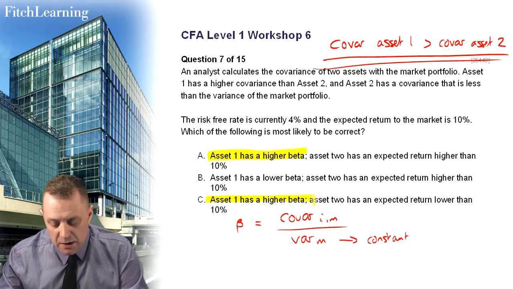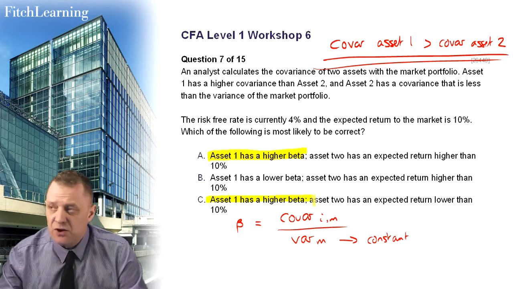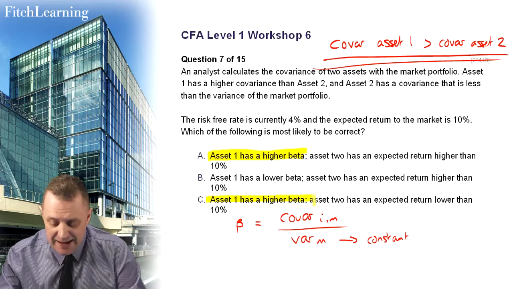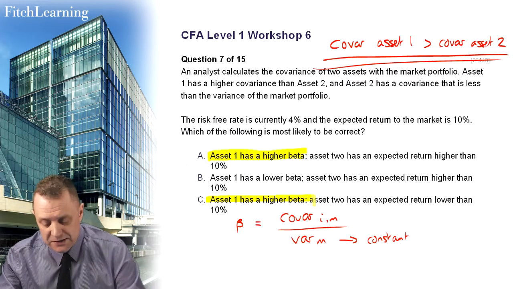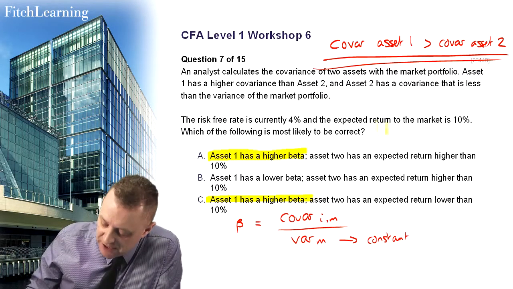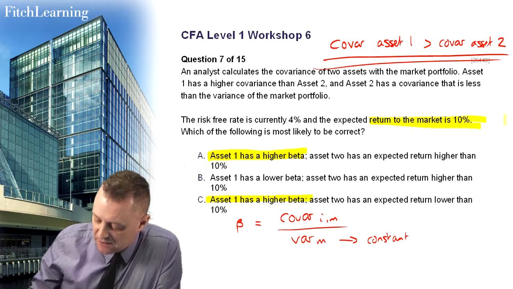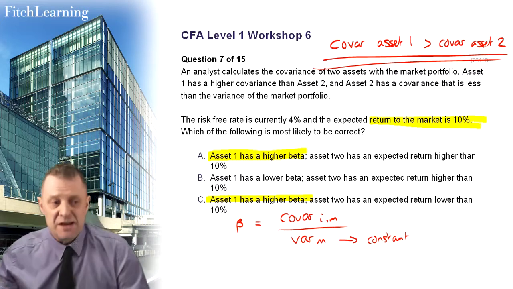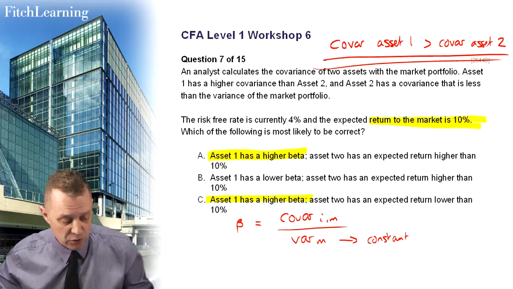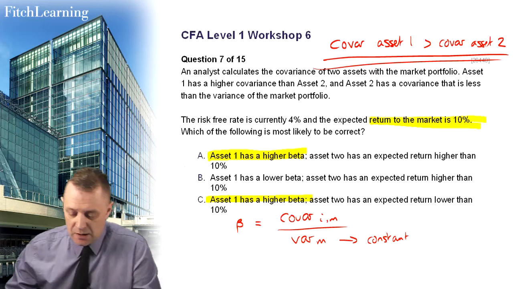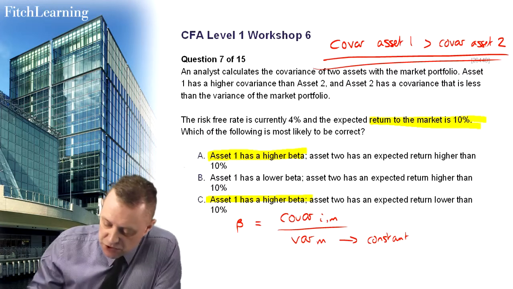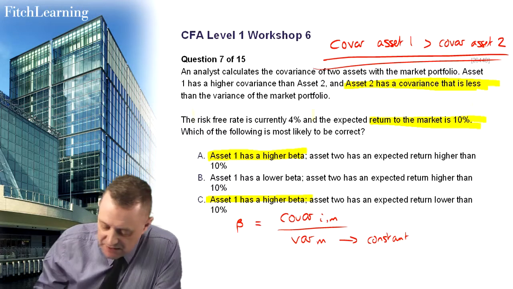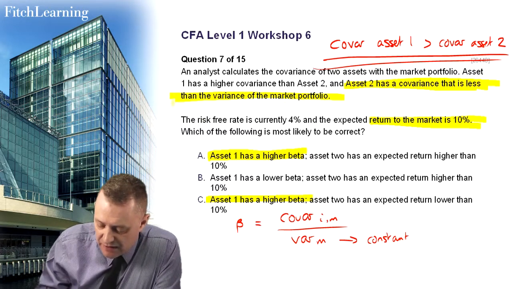Okay. Now, next part of the question asks us to look at asset 2. Asset 2, has it got an expected return higher than 10% or less? We're actually told that the return to the market is 10%. So what we're really asking here is, will asset 2 give a bigger return than the market or a smaller return than the market? Now, a key statement in the question is asset 2 has a covariance that is less than the variance of the market.